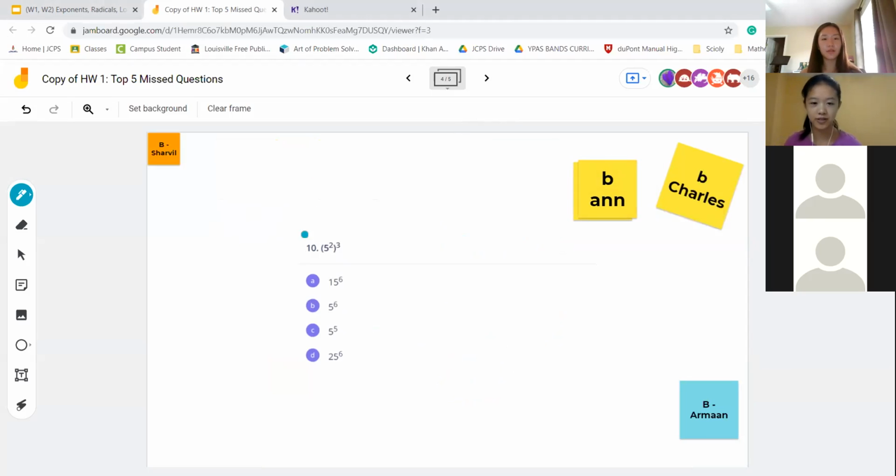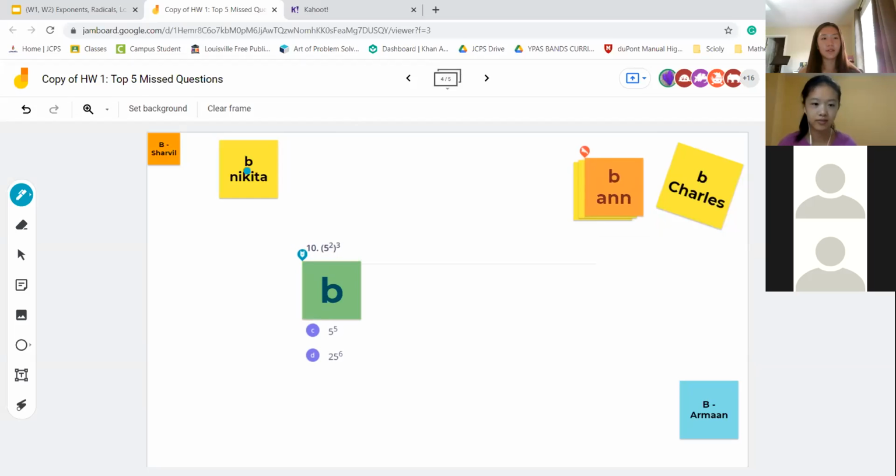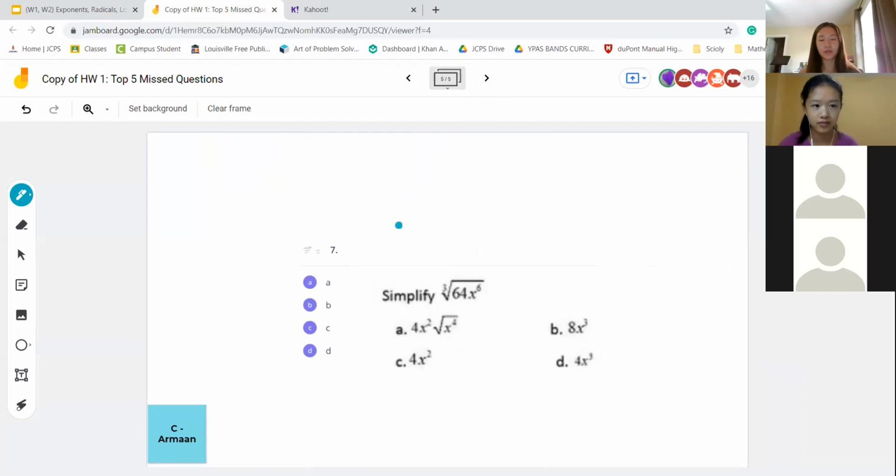Okay, yeah, so we fixed it. That makes sense why some people missed it then. Yeah, it's 5 to the 6, not 15 to the 6. Okay, slide 5. We'll go over this one too.